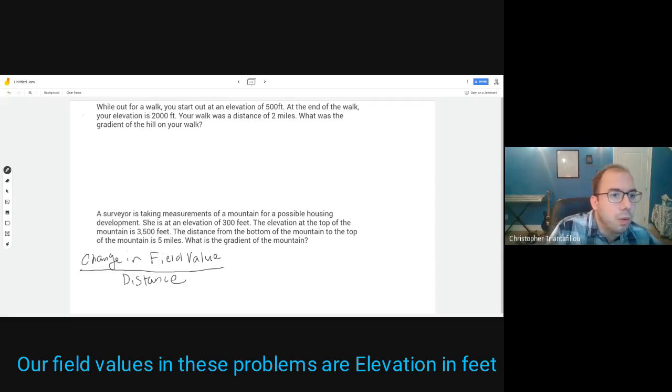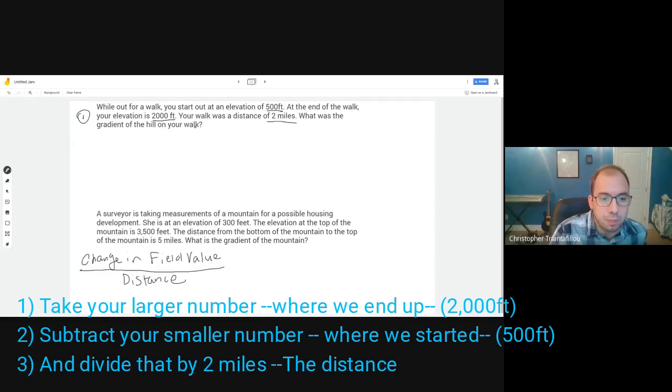So number one, while out for a walk, you start out at an elevation of 500 feet. At the end of the walk, your elevation is 2,000 feet. Your walk was a distance of 2 miles. What was the gradient of the hill on your walk?